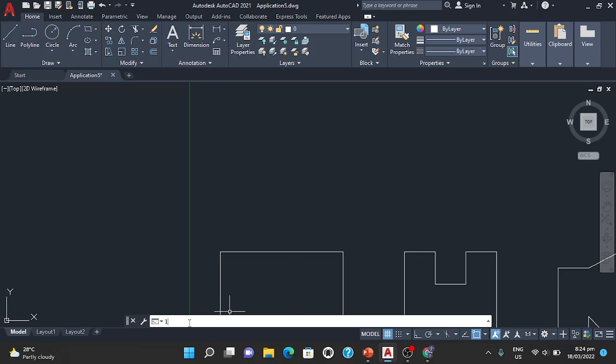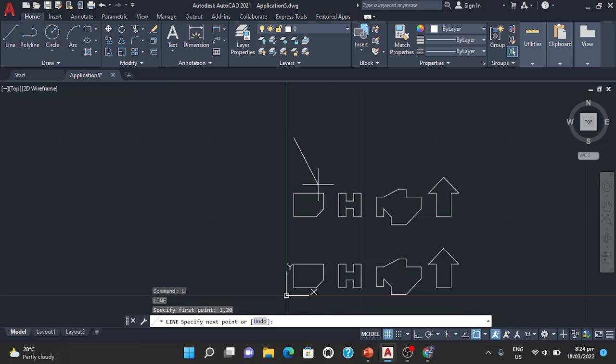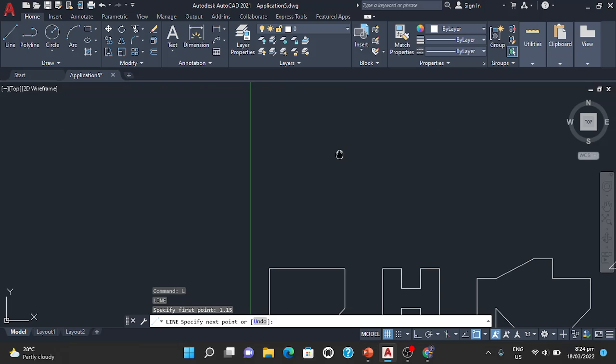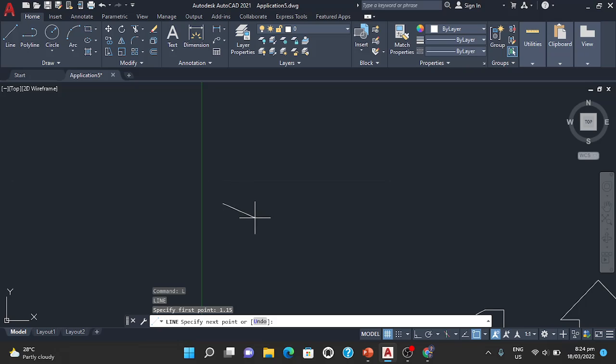Let's type L for line. Once we've indicated the line, let's try to create a point from x-axis 1 and y-axis 20, for example. Okay, let's undo. Let's type line again, then let's try 1 comma 15. It is nearer to the previous figures created in video number 6. So we have the starting point at 1 comma 15.